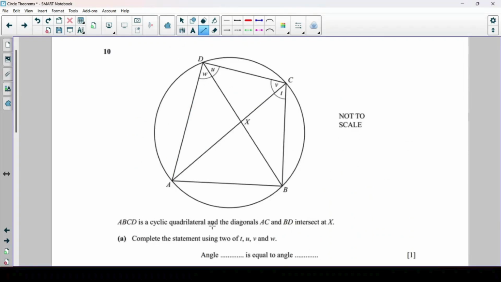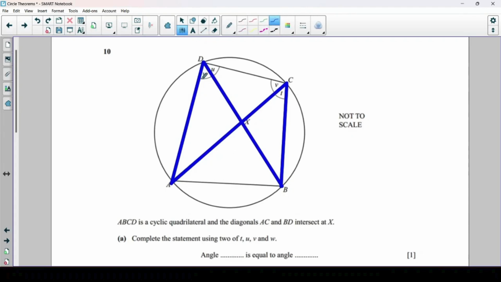In this question, again, we've got a cyclic quadrilateral, and it wants us to complete these statements using T, U, V, W. So angle something is equal to angle something. Okay, so the ones I know where we've got equal angles is the one with that bow tie again, the angles in the same segment. And I can see that these two angles here are both subtended, both come from these 2 points here, A and B. So through angles in the same segment, those two angles are going to be equal. So I'm going to write angle T is equal to angle W.